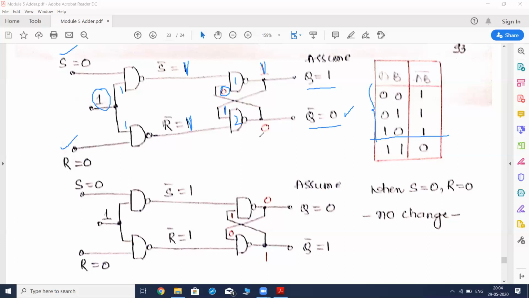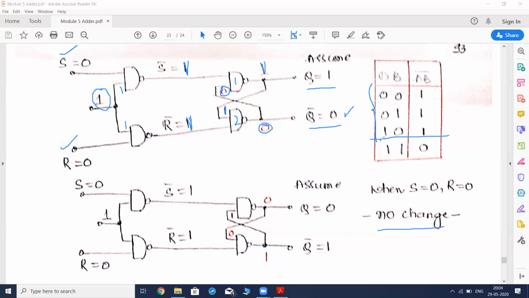When both the inputs are 1, we are getting the output as 0. That means we assumed Q as 1, and after the analysis we are getting 1 only and Q bar as 0 only. That means our gated latch will retain its state. This condition we call the no change state.